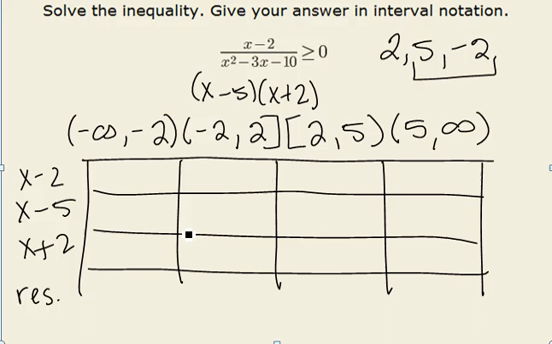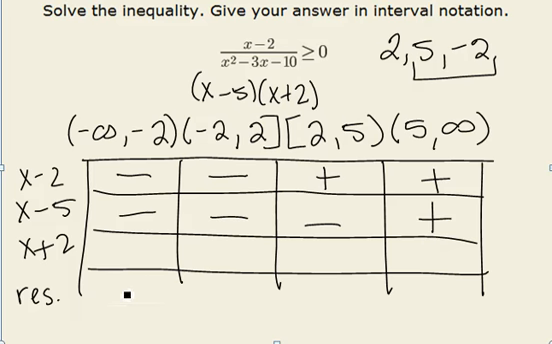Alright, so if we plug in a number less than negative 2 into this first expression, we're going to get a negative. Same thing for here, we'll get a negative. But if we plug in any numbers greater than positive 2, we're going to have positives. For x - 5, if we plug in a number less than negative 2, we get a negative. Plug in a number between negative 2 and 2, we're going to get a negative. A number that's still less than 5, we'll still get a negative, but greater than 5, we'll have positive.